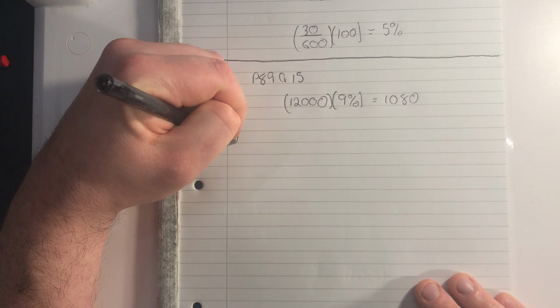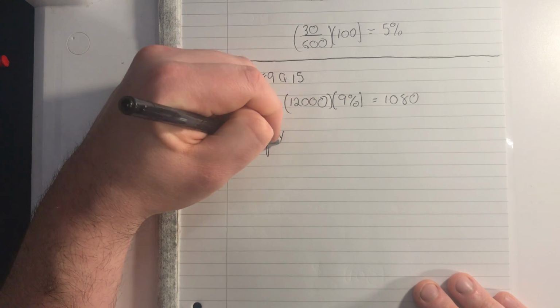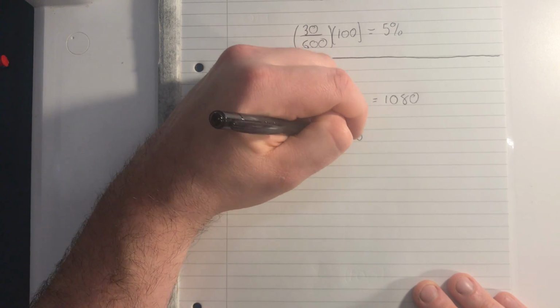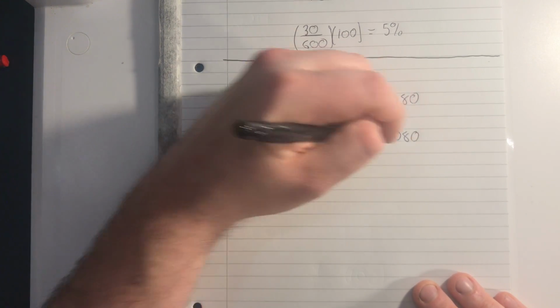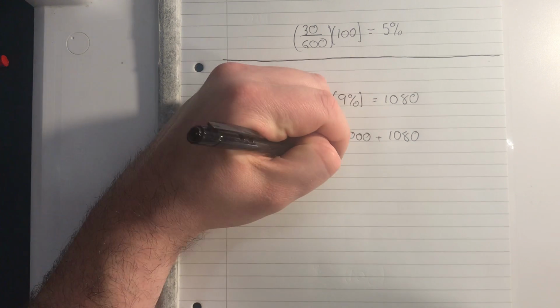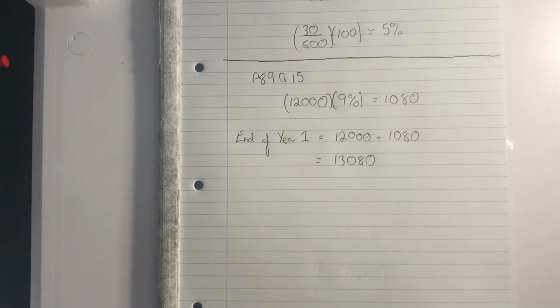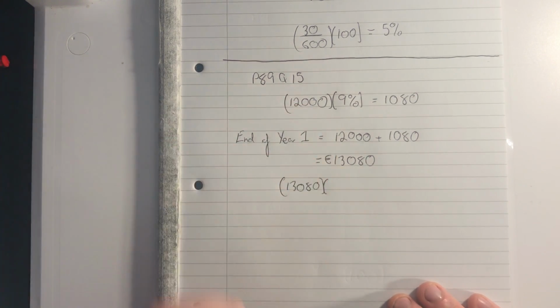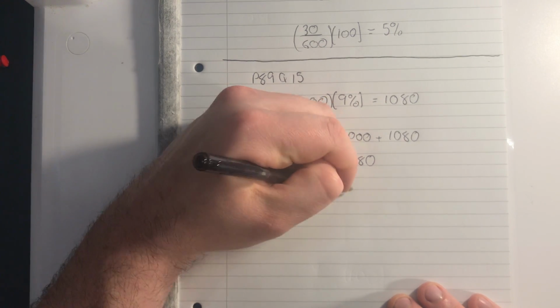So at the end of year 1, we have 12,000 plus 1080, which is equal to 13,080. Moving vertically is the way to do it. So at the end of year 1, we have 13,080. Okay, now the 13,080 grows again by 9%.